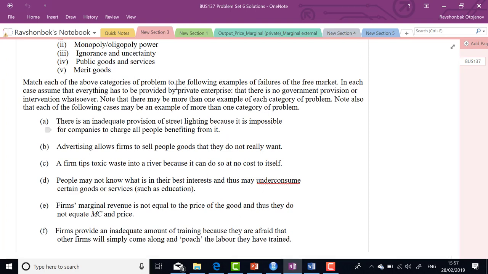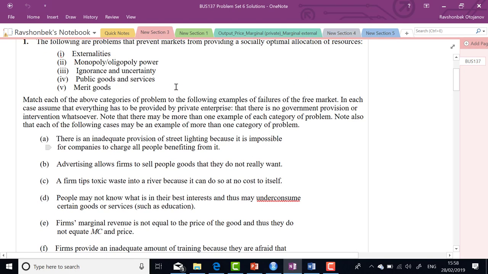Firms provide an inadequate amount of training because they are afraid that other firms will simply come along and poach them. Uncertainty. Possibility, yeah. This is more like, you know what, if you train your staff, there's a positive externality, right? They are trained, which means they are able to teach others, they are able to act properly, they're able to not steal from production, so that's socially beneficial. So it's a positive externality, and it's also a merit good, in a way. Understood? Clear? But we don't do enough of it.